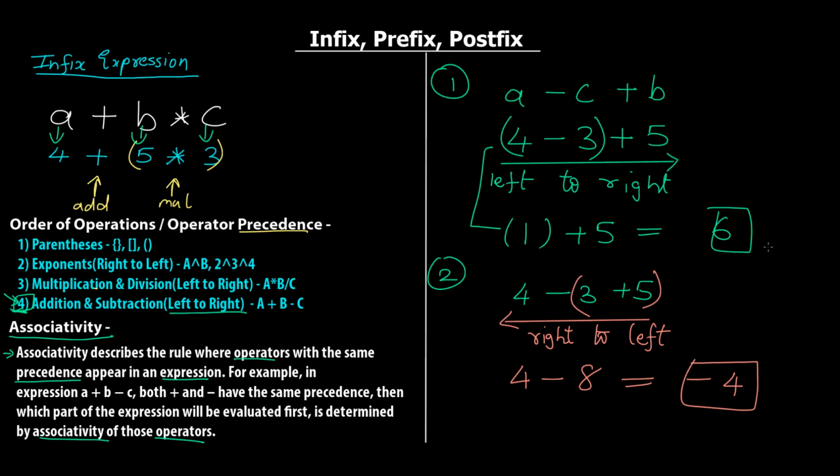So you can see these two results are not matching. And this is why we require associativity. That is, we need to understand how to go about evaluating the expression if we have the same precedence. So we have multiple operators of the same precedence, and we need to always go from left to right, otherwise we will get wrong results. So these are general rules that we have to follow when we have an infix expression.